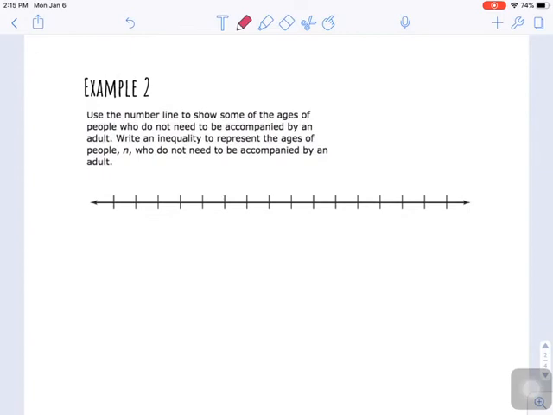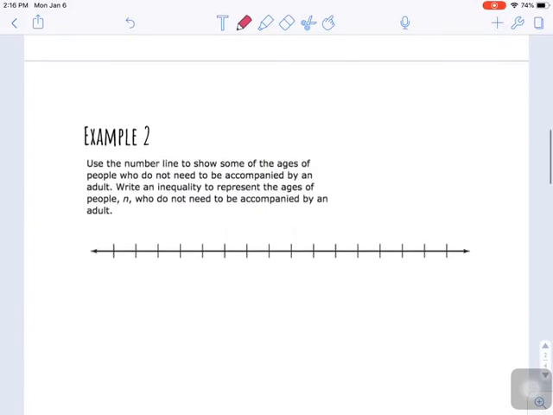Example 2, use a number line to show some of the ages of people who do not need to be accompanied by an adult. So remember in that first sign, we said any age underneath 8 has to be accompanied by an adult. But now it's asking us to use a number line to show some ages of people who do not need to be accompanied by an adult. And then we want to write an inequality to represent those ages.